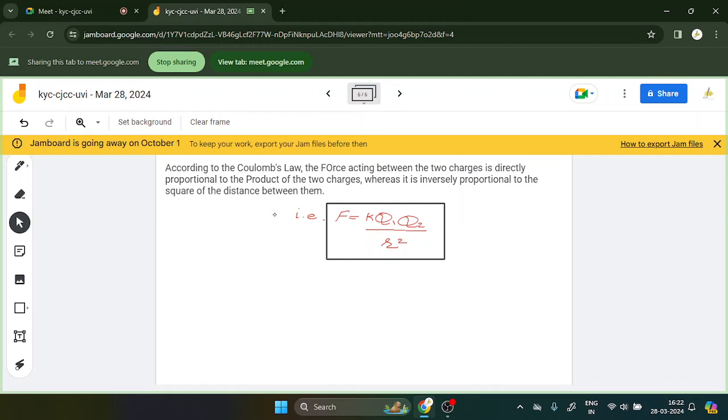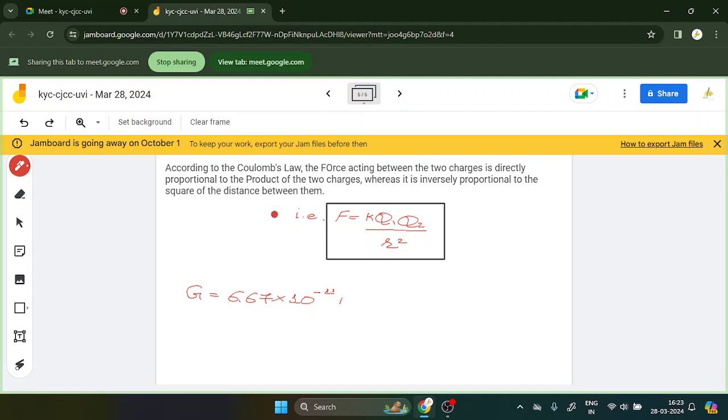What is K? K is basically the constant of proportionality. In the higher class, in 12th class, the value is also given, which is 9 into 10 to the power 9 Newton meter square per Coulomb square. In your class the value is not given, that's the reason why I have simply written it as K. That's the constant. For example, in the previous class you may have studied the gravitational constant, capital G. The value is fixed, 6.67 into 10 to the power minus 11.